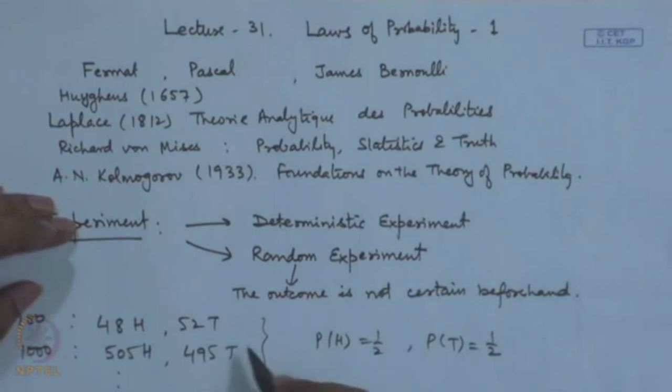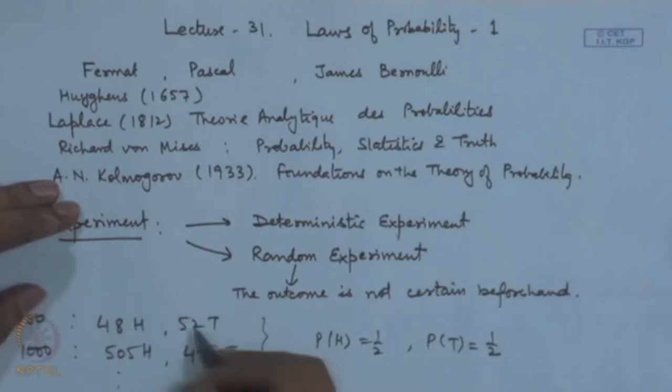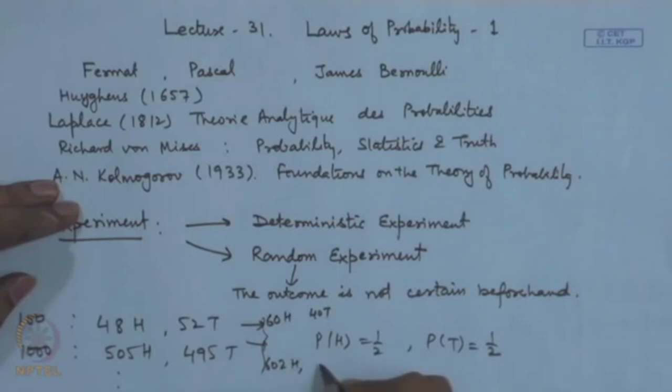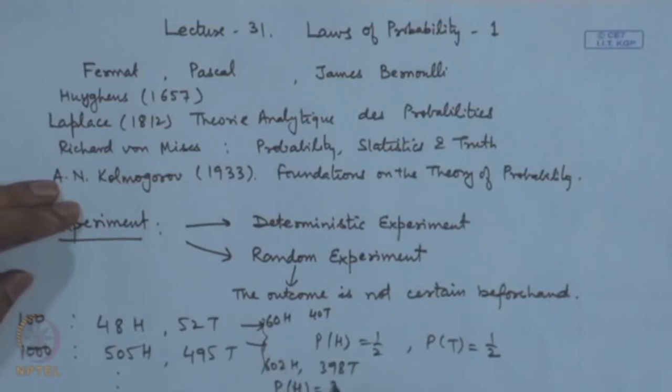Similarly, if conducting these experiments had yielded, for example, in the toss of 100 times, 60 heads and 40 tails, and similarly in 1000 tosses something like 602 heads and 398 tails, then we may be more inclined to say that it is a biased coin in favor of head, and we may put the probability of head as 3 by 5, and the probability of tail as 2 by 5.